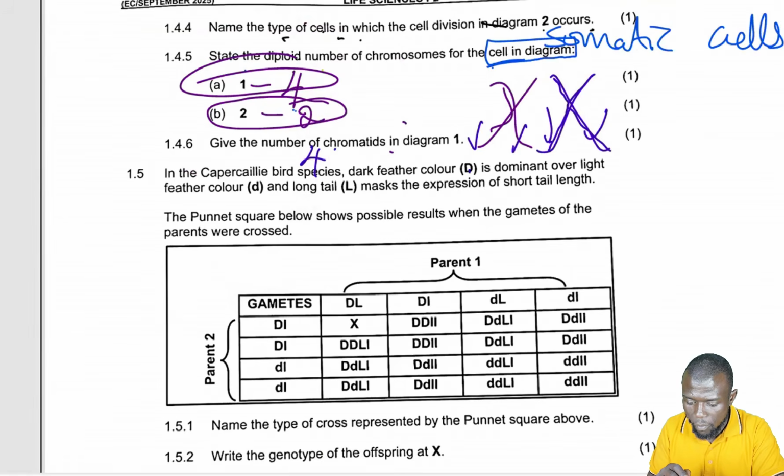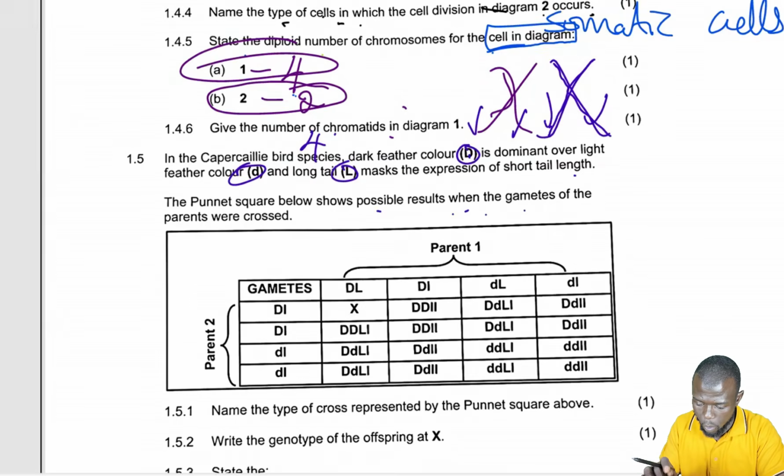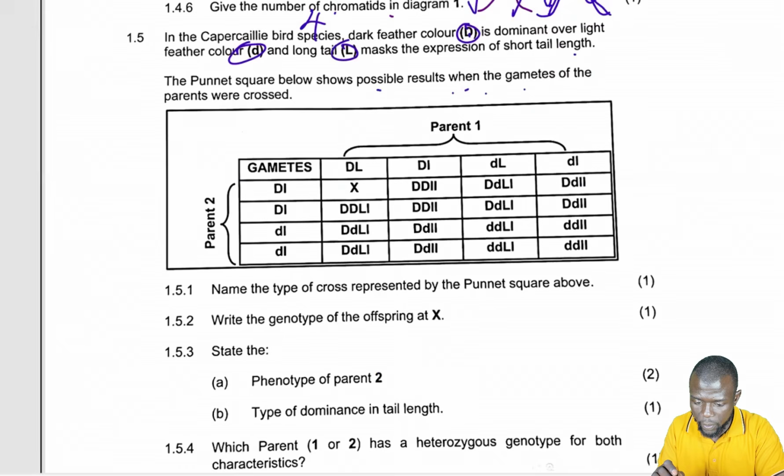In this bird species, dark feather color, capital D, is dominant over light feather color. And the long tail masks the expression of the short tail. They are saying that the square below shows the possible results when the gametes of the parents were crossed. So they are saying, name the type of cross shown in the diagram above. So this is a dihybrid because we are considering 2 characteristics.